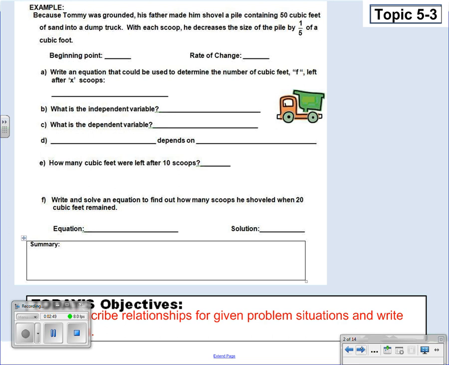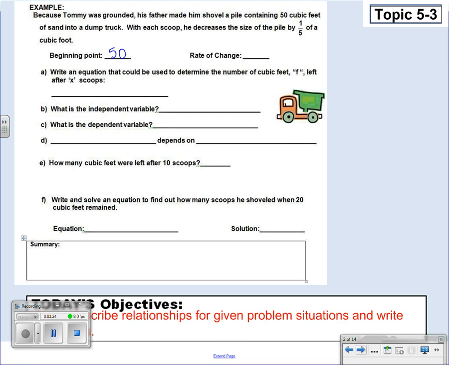Our first example, because Tommy was grounded, his father made him shovel a pile containing 50 cubic feet of sand into a dump truck. With each scoop, he decreases the size of the pile by 1/5 of a cubic foot. So we need to find what the beginning point is and what the rate of change is. The beginning point is going to be where he starts off. So Tommy starts off with 50 cubic feet of sand. So our beginning point is he has 50 cubic feet of sand.